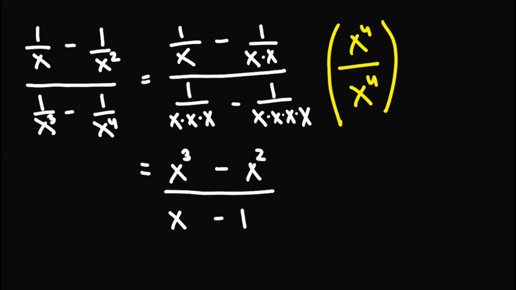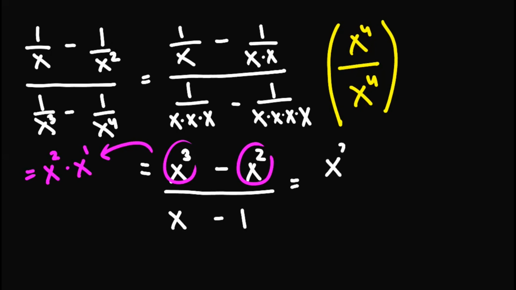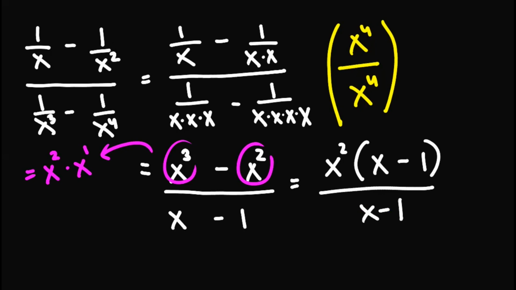Then from here, observe that in the numerator, we have a common factor of x squared, since x cubed can be written as x squared times x raised to 1 by laws of exponents. So we can factor out x squared, and we'll have x squared times x minus 1 all over x minus 1. And then we can cancel the x minus 1 out here, leaving us with our final answer, which is x squared.